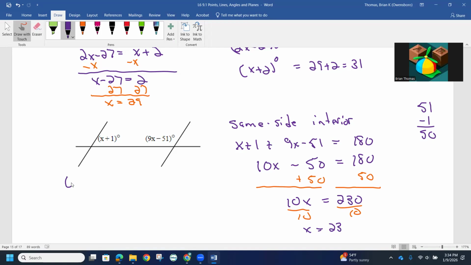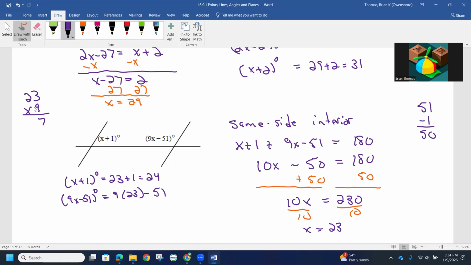So if I look at this x plus 1, if I put 23 in for x and add 1, I do get 24 degrees. Now, the other one is this 9x minus 51. That represents another angle, so I have to put 23 into that. So 9 times 23 minus 51. That's probably calculator work. Again, I didn't bring my calculator with me, so I wasn't hoping for this kind of math, but 23 times 9, I can do the old way.